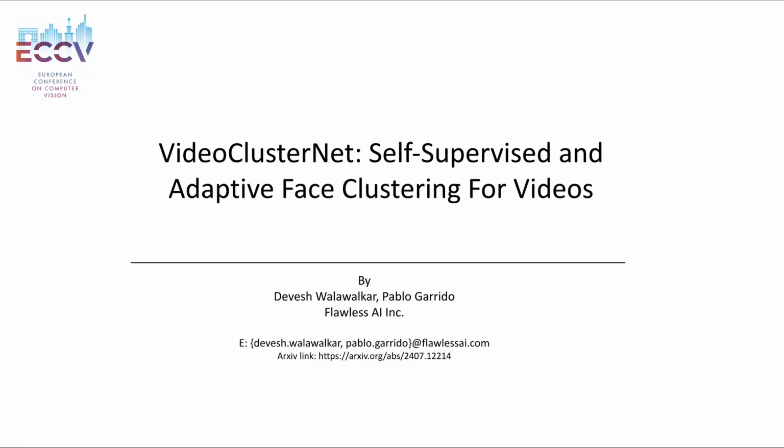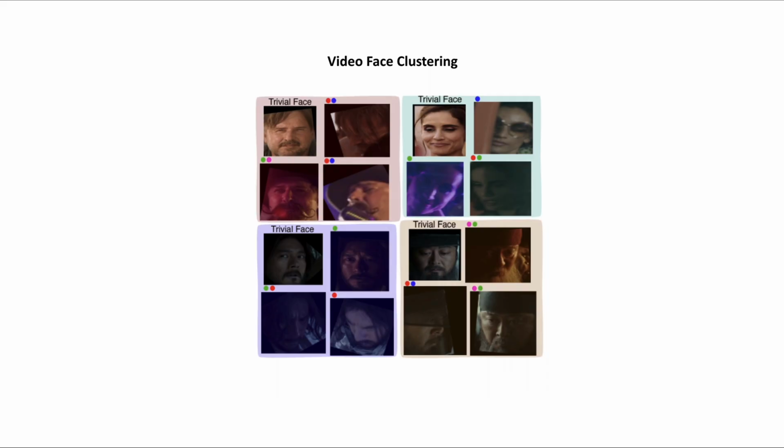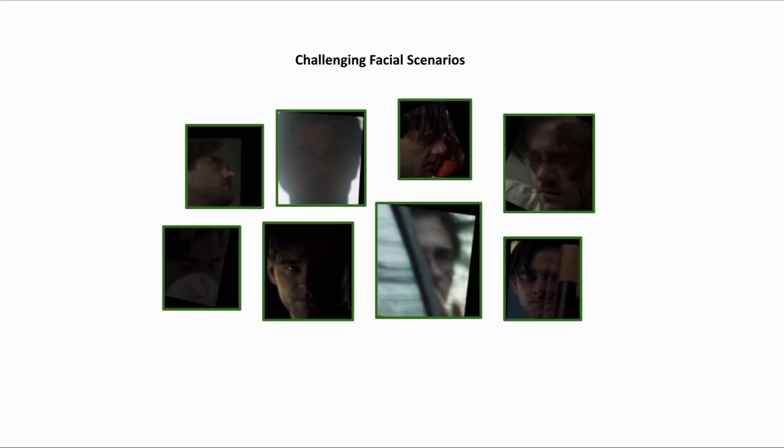Hey everyone, in our work titled VideoClusterNet: Self-Supervised and Adaptive Phase Clustering for Videos, we are trying to tackle the task of clustering phase tracks in a given video across its common identities. There are specific challenging scenarios found in the movie domain with a lot of variation in either the pose, expression, or lighting, along with certain heavy occlusions that make it fairly challenging for clustering faces consistently throughout the entire video.